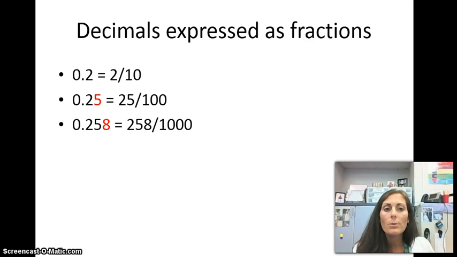So here are some examples. Decimals expressed as fractions. We have 2 tenths. So 2 is our numerator, and 10, since it's in the tenths place, is our denominator. 25 hundredths. 25 is our numerator, and since the 5 is in the hundredths place, 100 is the denominator. 258 thousandths. 258 is our numerator, and since the 8 is in the thousandths place, 1000 is our denominator.